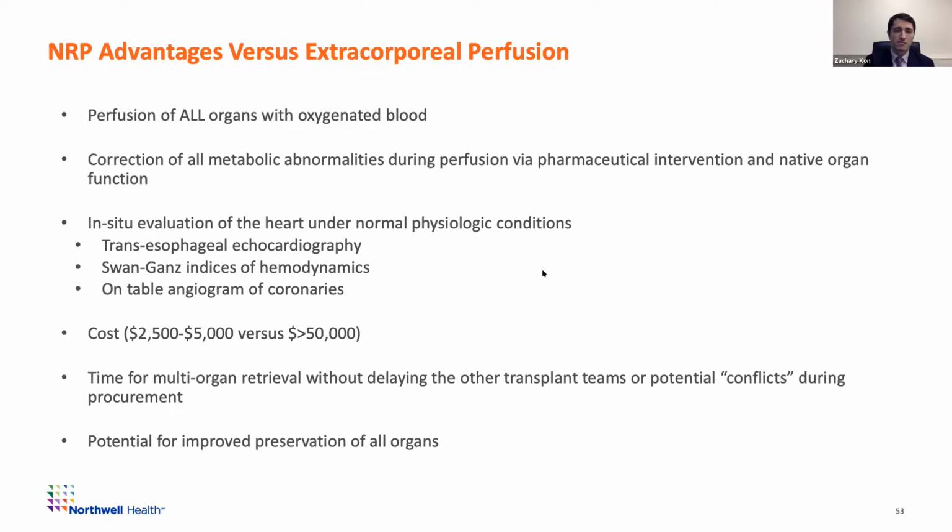Along the same lines of perhaps helping all the organs by perfusing them, I think NRP offers a unique opportunity to change what is often a frenzied and sometimes conflict-heavy interaction with other teams, because everyone is trying to do the best for their patient and their organ, and their motivations sometimes are diametrically opposed to the other teams trying to do the same for their patient and their organ. So in these cases of NRP, there's only one team at the table when the patient arrests and is declared.